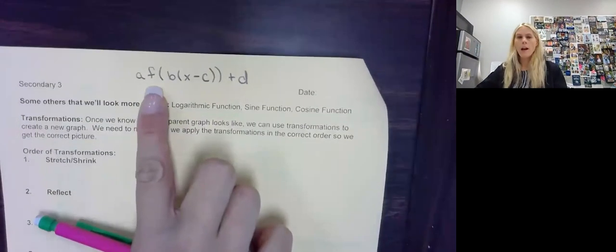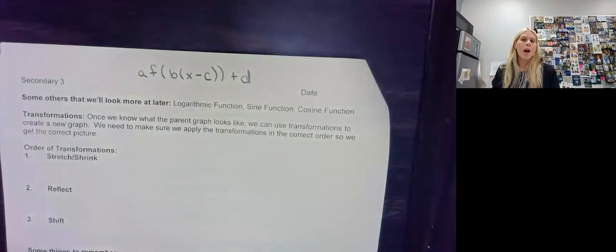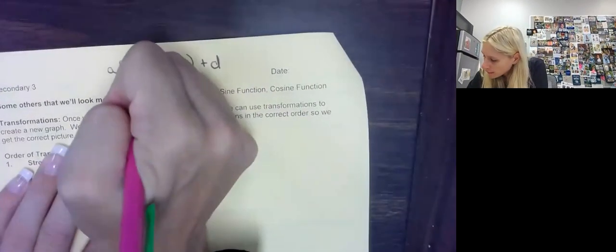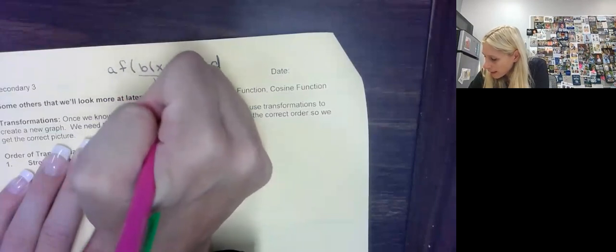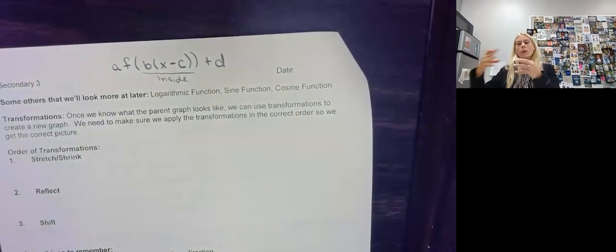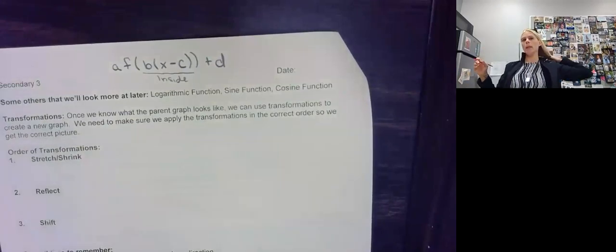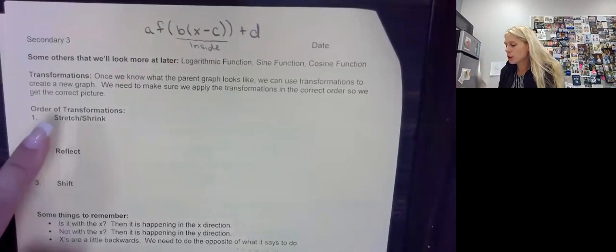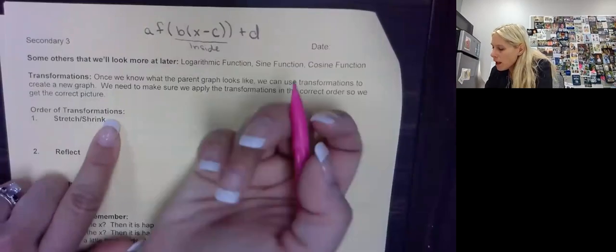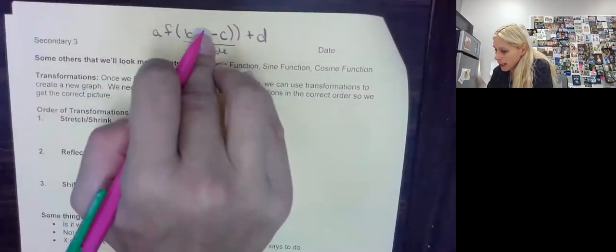Well, f parentheses, that's the function. Right now we're just doing a general form. So this could be cubic, this could be exponential, it could be whatever. But this is where I talk about inside, and the a and d are on the outside. Okay, so when I talk about inside a function compared to outside a function, we're going to talk about what a, b, c, and d do to the function itself. What transformation does it make?